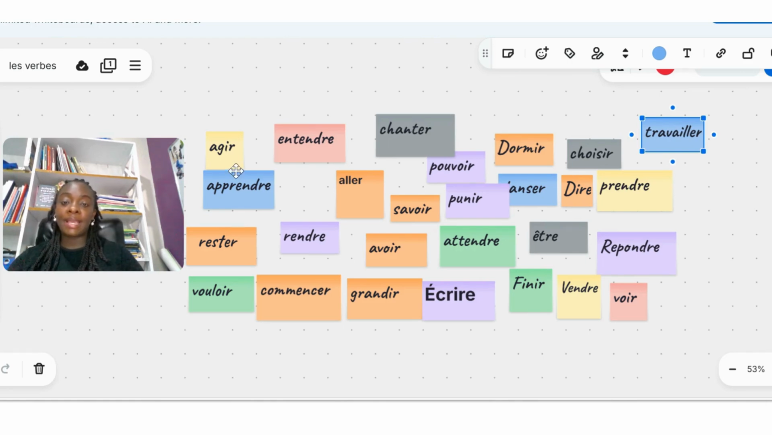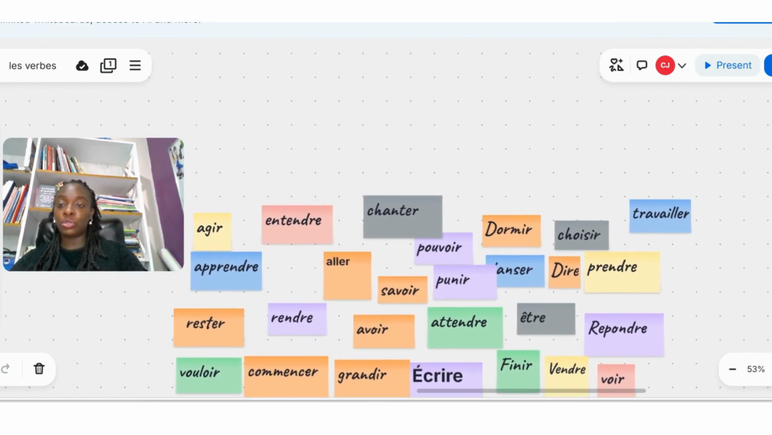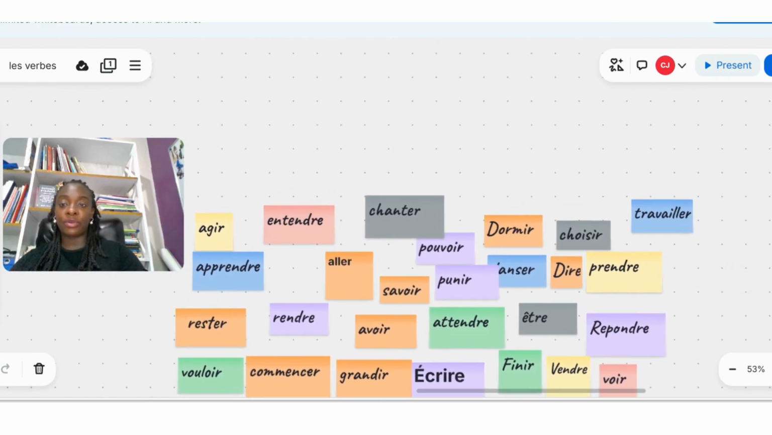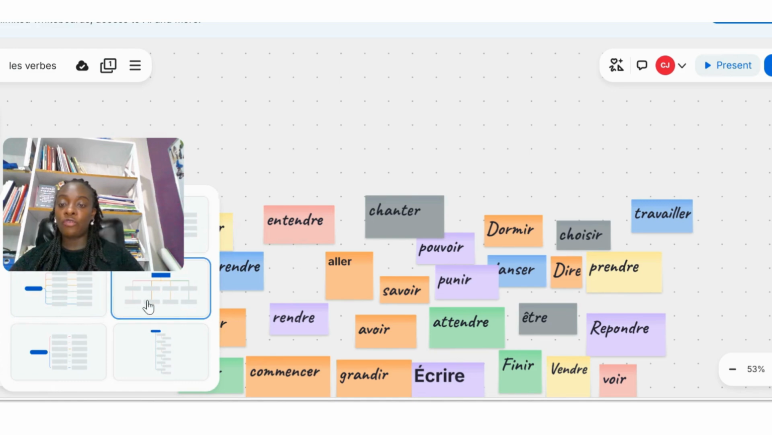Now, I'm just going to read a few of these verbs. We have a verb like agir, entendre, chanter, apprendre, aller, rendre, avoir, savoir, punir, pouvoir, attendre, avoir, commencer, grandir, écrire, among others. To be able to conjugate these verbs, we need to group them as regular or irregular. To help me group the verbs, I'm going to make use of a mind map.